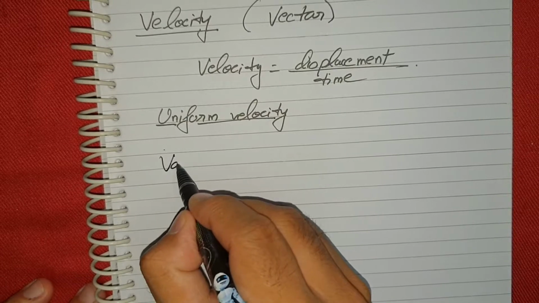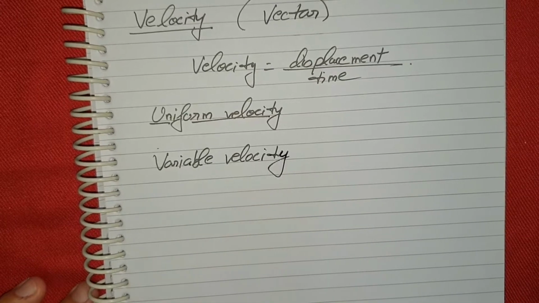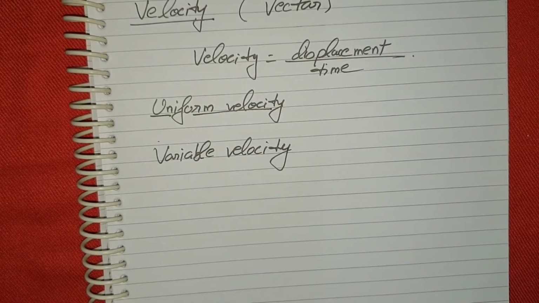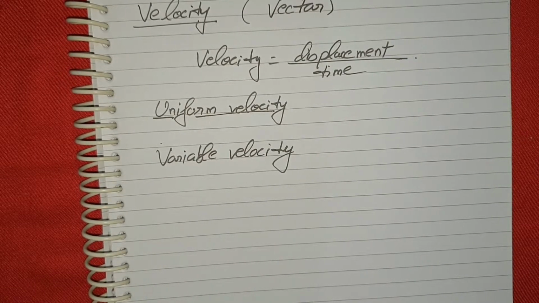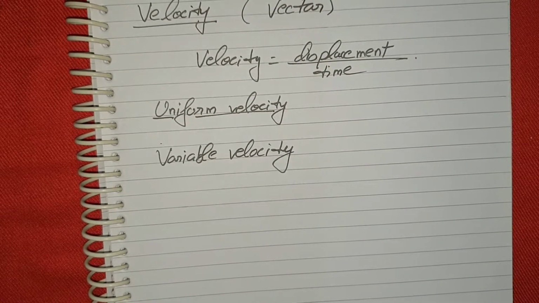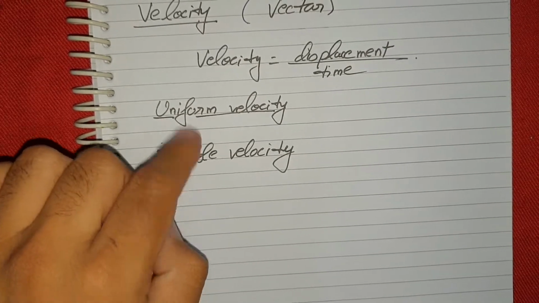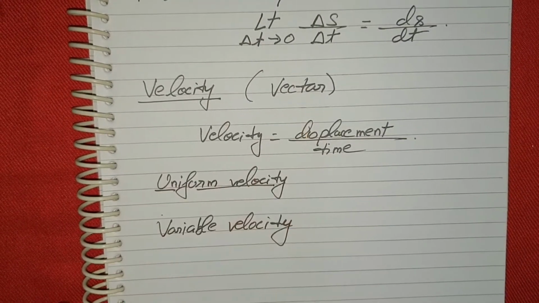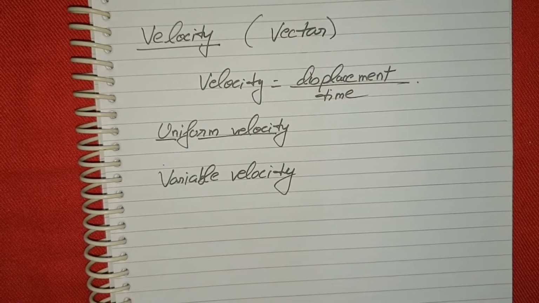Now, variable velocity. An object is moving with a variable velocity if it undergoes equal displacement in unequal intervals of time, or unequal displacement in equal intervals of time, or there is one more condition since it is a vector quantity: it changes direction of motion while moving with a constant speed. Even if the speed is constant and the direction is changing, there is a change in velocity, because velocity is a vector quantity. Whether you change its magnitude or direction, the velocity will change. So, that is the variable velocity.